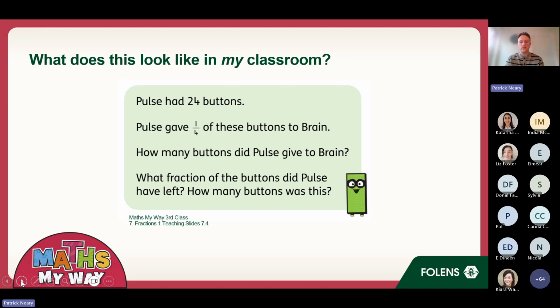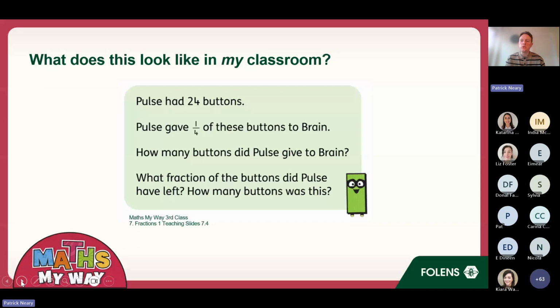It said Pulse had 24 buttons. Pulse gave a quarter of these buttons to Brain. How many buttons did Pulse give to Brain? What fraction of the buttons did Pulse have left? And how many buttons was this? So it's set up again as a story problem with Pulse and Brain and buttons and sharing them.